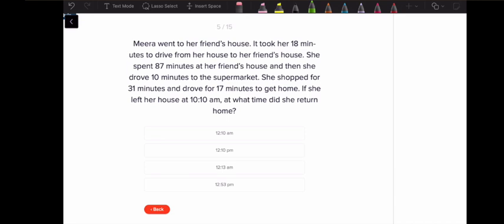So this is quite a lot of information being given here. What I think is best is to calculate in total how long she was out of the house. And I think it would be helpful to first calculate it in minutes, and then we'll see if converting to hours will be helpful. So let's gather all the information we have.